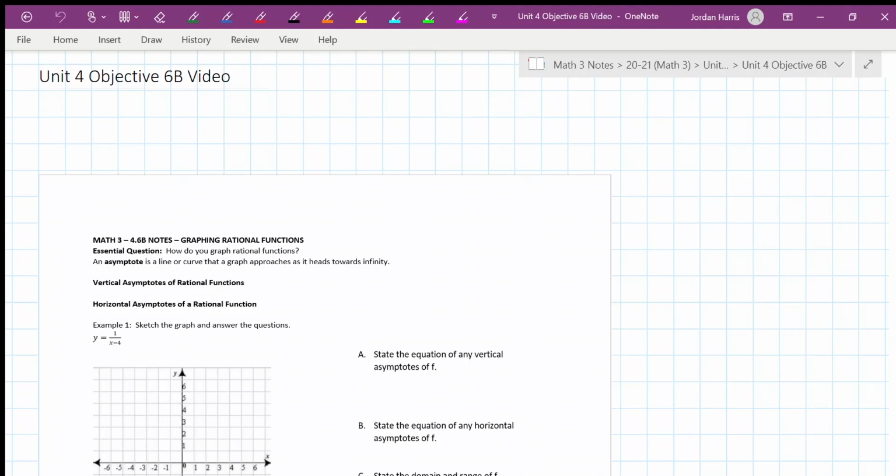This is 4.6b, graphing rational functions. So you have your essential question once again. How do you graph rational functions? Notice it's the same, but you'll notice there are a few new things we're going to talk about today. So those are the things you want to talk about. Not the exact same summary as last time, but talk about the new things we learned.